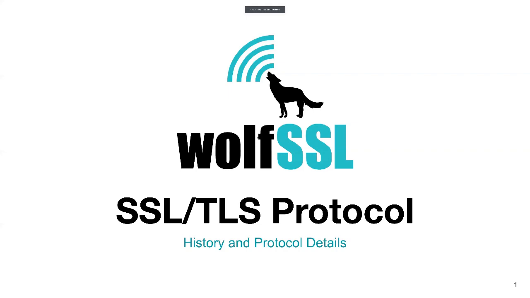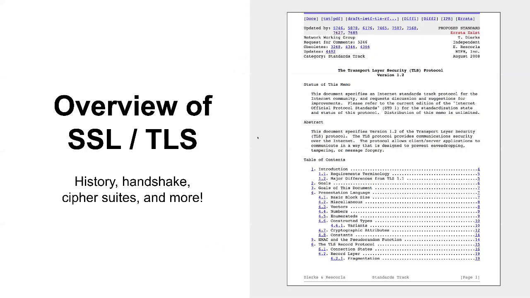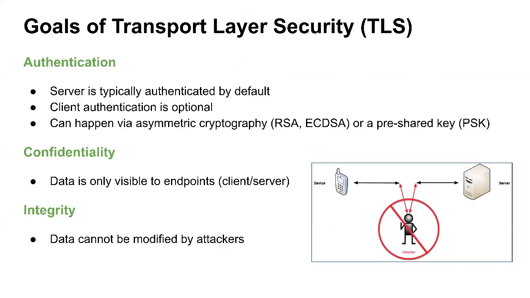Okay, so SSL. There's an image of the RFC that defines TLS 1.2, and we'll start out with the history and goals of TLS that provide to you as a user. There are three main goals: authentication, confidentiality, and integrity. The server is typically authenticated by default in a TLS connection, whereas client authentication is typically disabled by default or optional. If you enable both of those authentications, client and server, that's called mutual authentication.